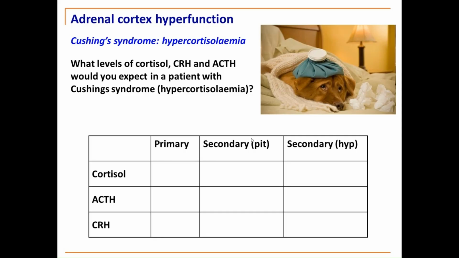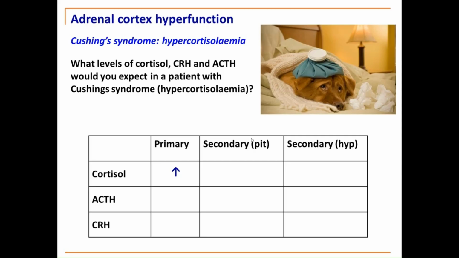Okay, so you have primary hypercortisolemia. What will the cortisol levels be? Well, clearly they are going to be high. It's hypercortisolemia. It doesn't take a genius to work that one out. So you've got an issue with the adrenal gland secreting too much cortisol. So an adenoma, for example.